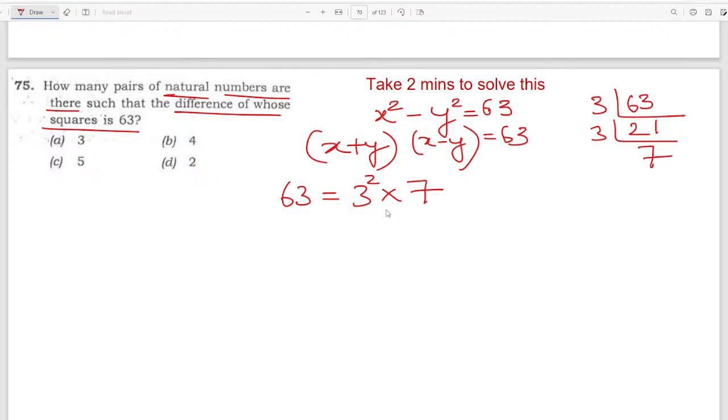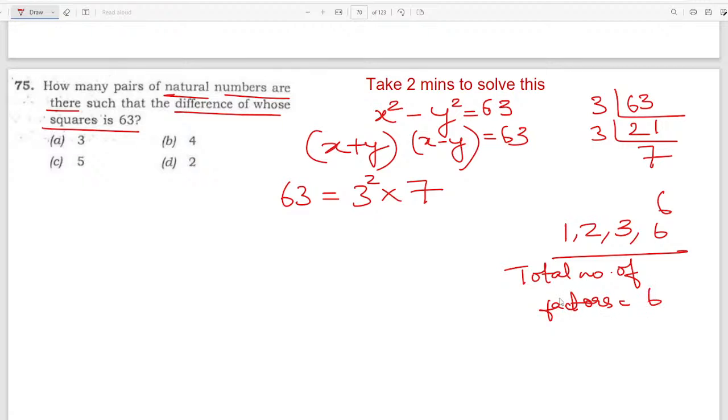There is one more concept, that is the number of factors. For example, if you take 6, the factors of 6 are 1, 2, 3 and 6. So the total number of factors is 4, and there is a formula for this. What we have to do is bring 6 into prime factors form. That is, 6 can be written as 2 into 3, which is 2 raised to 1 and 3 raised to 1.